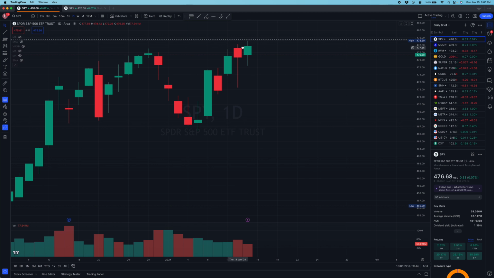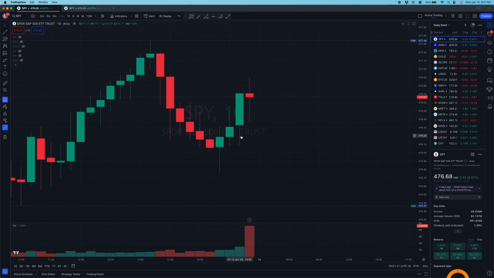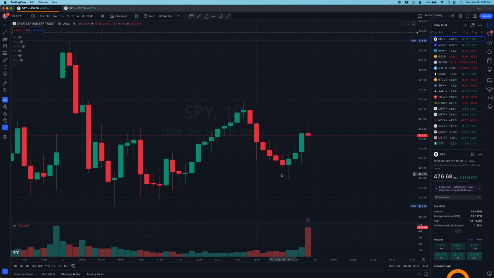So let's take a look at this particular price action right here, January the 11th, 2024, and let's take a look at it on a 10-minute chart. Notice the 10-minute chart has the same color of candles on it.